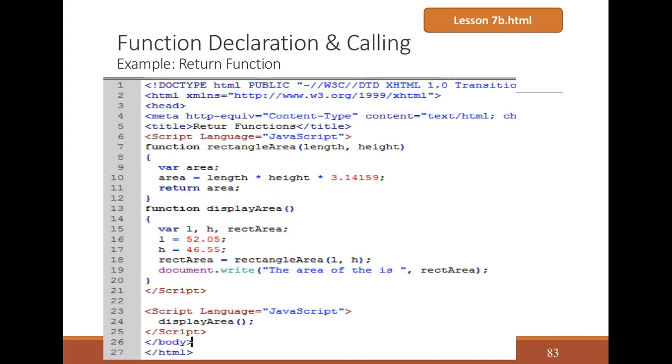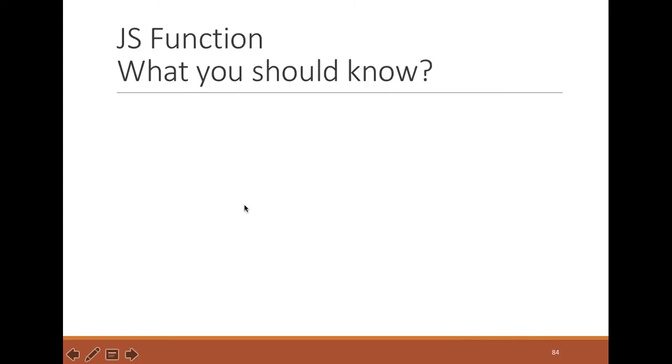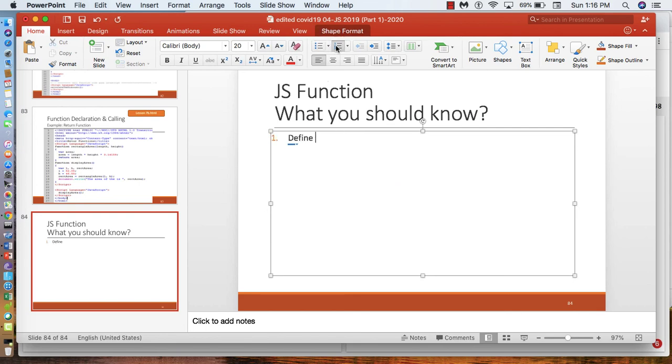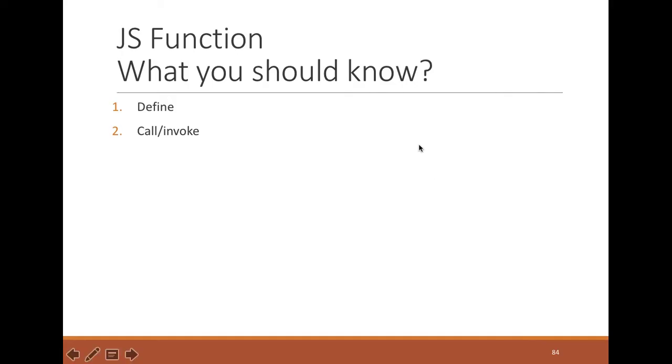So this is another example. Rectangular area. You calculate the area of a rectangle. Second example. What you should understand in JavaScript functions is only two things. Number one, define. Number two, call or invoke. Those are the two things you should understand in JavaScript functions.